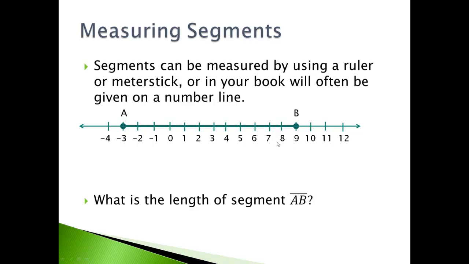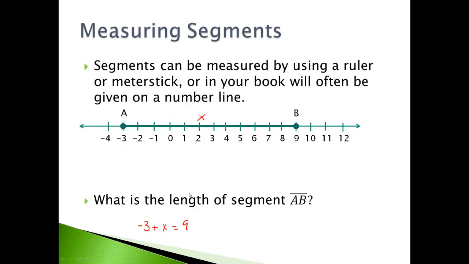Okay, so for measuring segments, you can use a ruler or meter stick, or in your book it'll often be on a number line. For example, let's say we have segment AB and we want to know what the length of it is. You take the smallest point, in this case -3. So -3 plus this distance, which is going to be x, is going to end us up at 9. So -3 plus the distance from A to B equals 9.